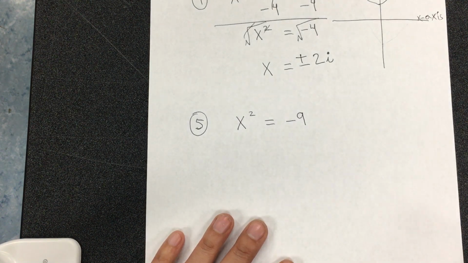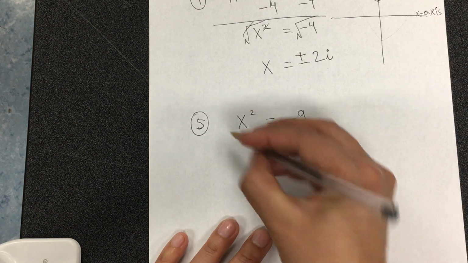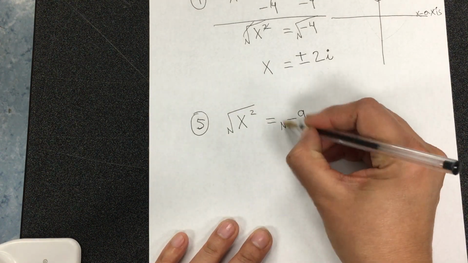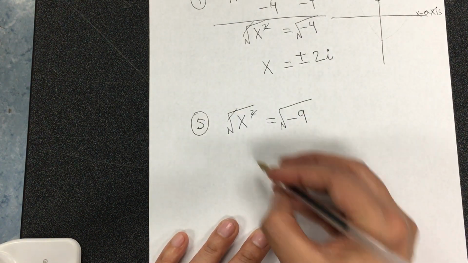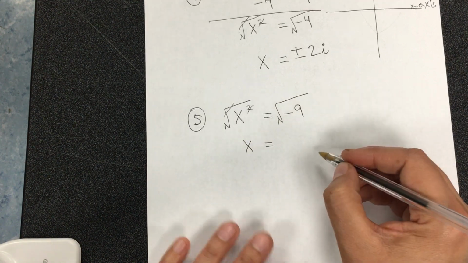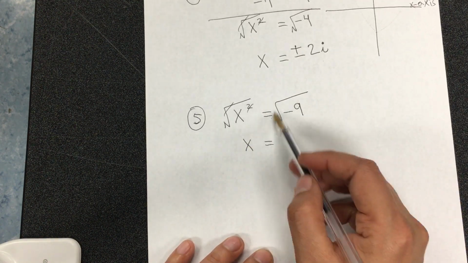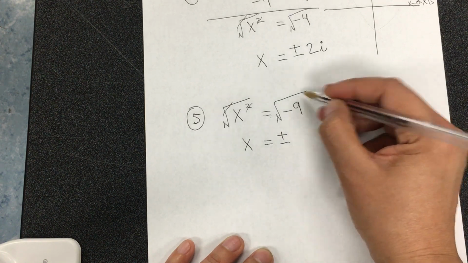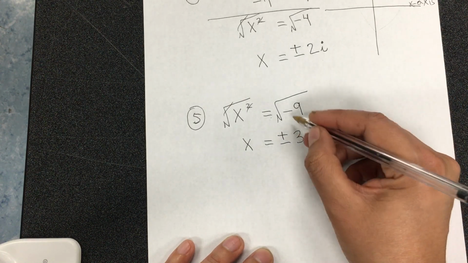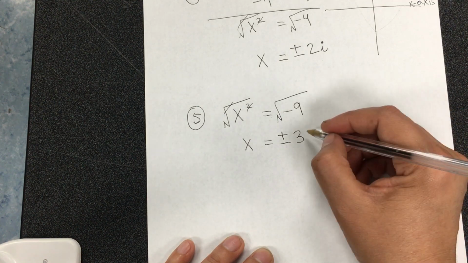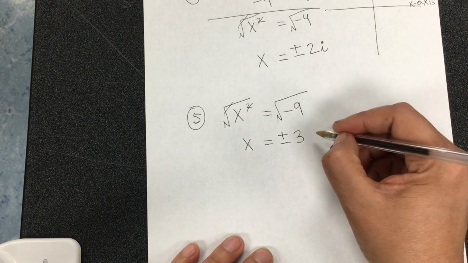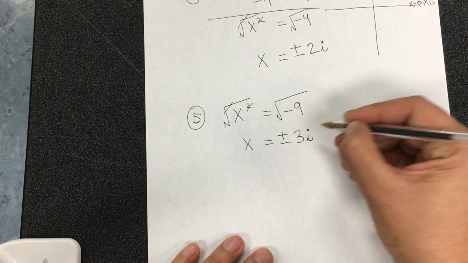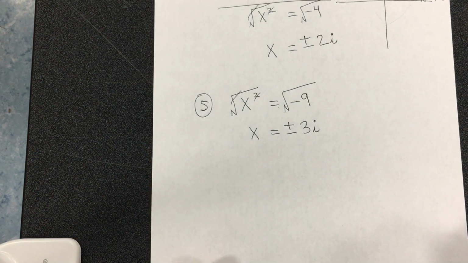Okay, what if we have x squared is equal to negative 9? Well, that's even more simple. All you have to do is take the square root of both sides. X is equal to, just because it's an equation, you're always going to put plus minus. The square root of 9 is 3. The square root of negative 1, right? Negative 1 is the imaginary number.